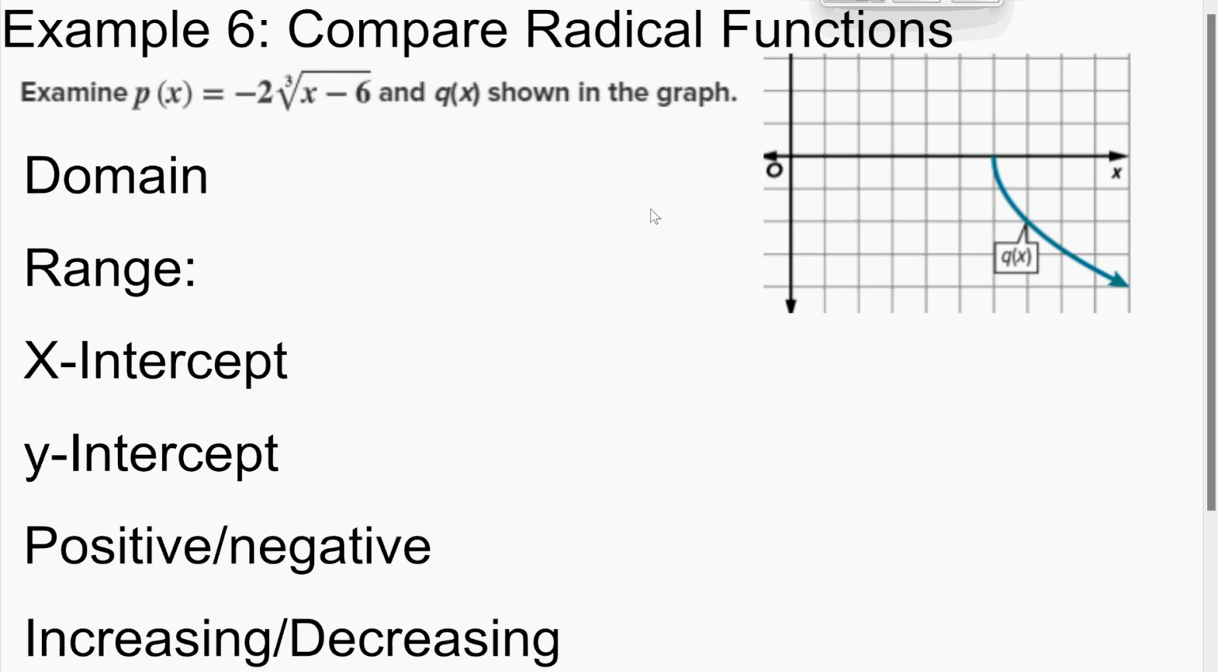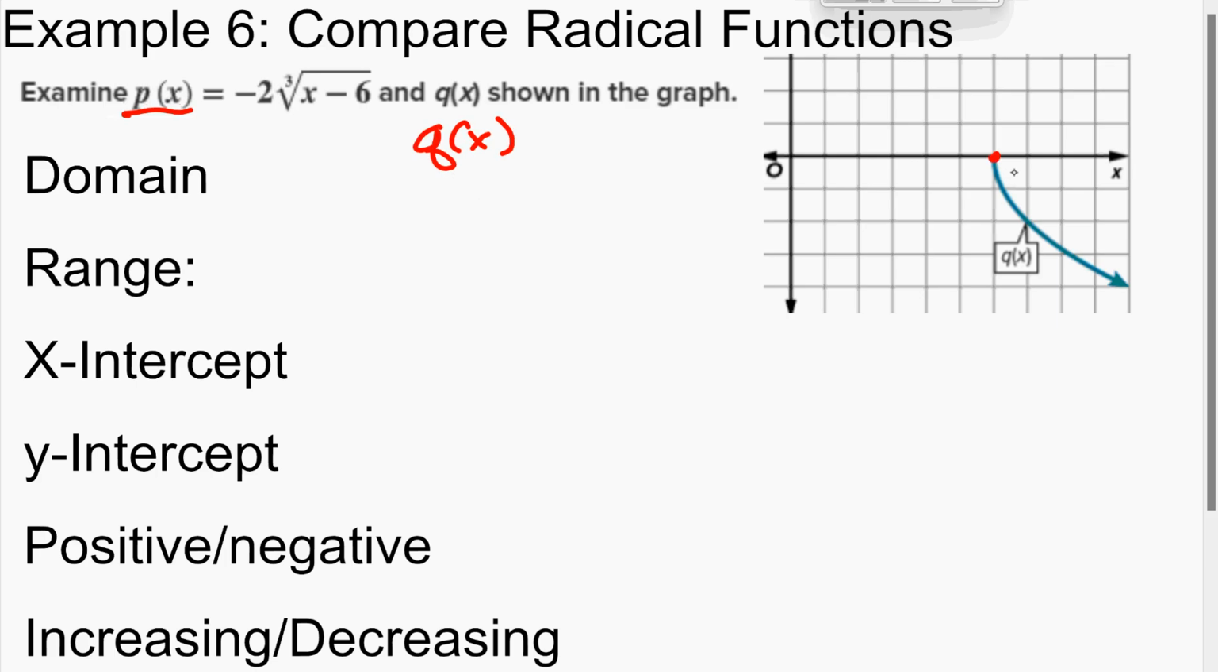All right, in example 6, we're comparing radical functions. So we have two different functions here. That's what we have got to understand: we have p of x, which is the equation here, and then q of x, which is drawn for us. So we notice that this right here is q of x. It is a square root, right?